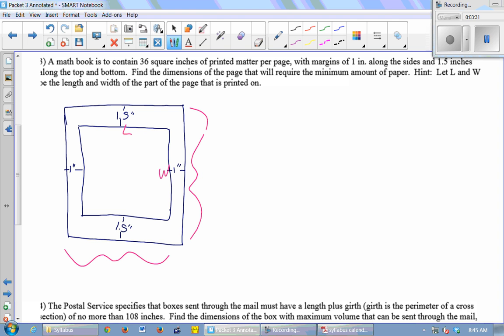How do you measure the amount of paper that you're using? Area, yeah. Okay, so I want to minimize the area of the whole page. So if area of the whole page is what I'm trying to minimize, I have to come up with a formula for area.